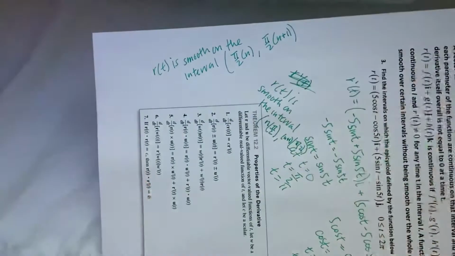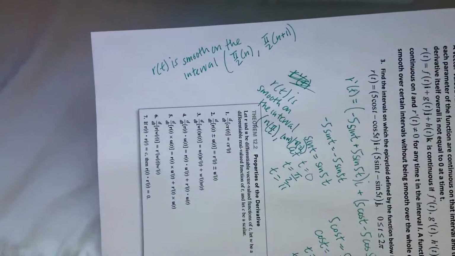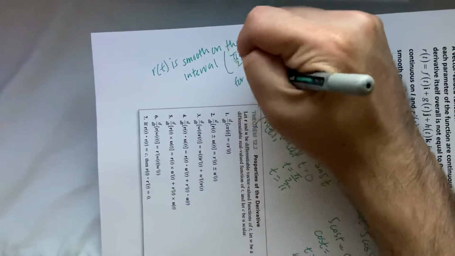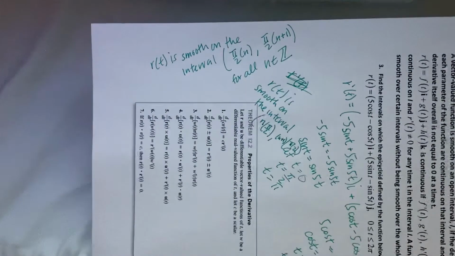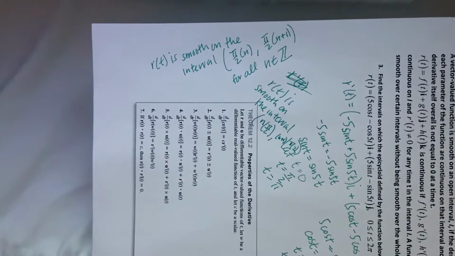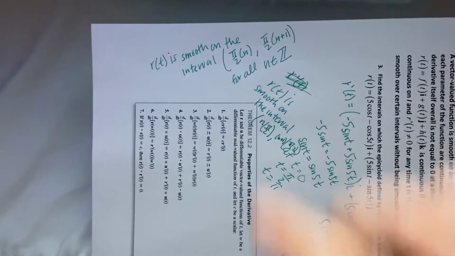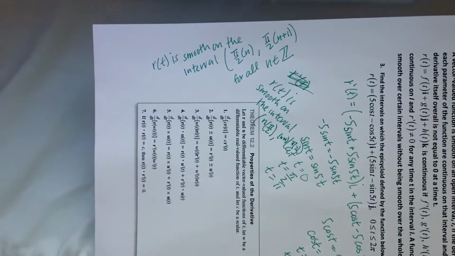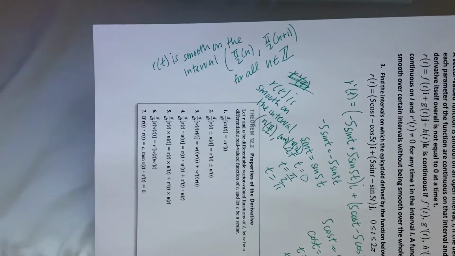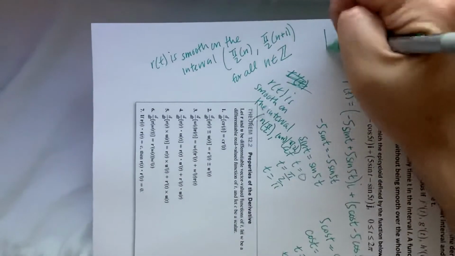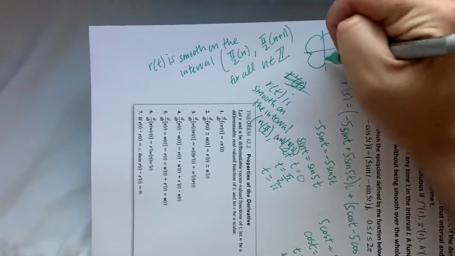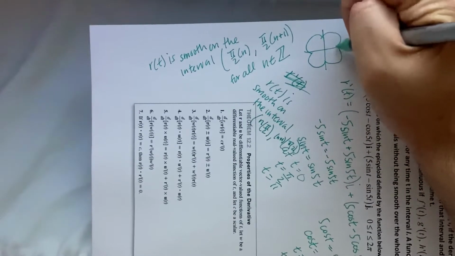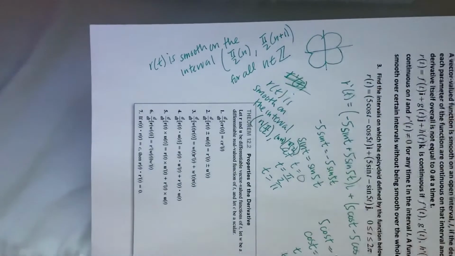So basically, as you go from one pi over 2 to the next, so from 0 to pi over 2, for all n an element of the integers. So how do you read this? r of t is smooth on the interval pi over 2 times n to pi over 2 times n plus 1, bounds not included, for all n an element of the integers. I think the shape is something like this. I'm not 100% sure, but the parts where it's not smooth, it's really kind of hitting spikes.